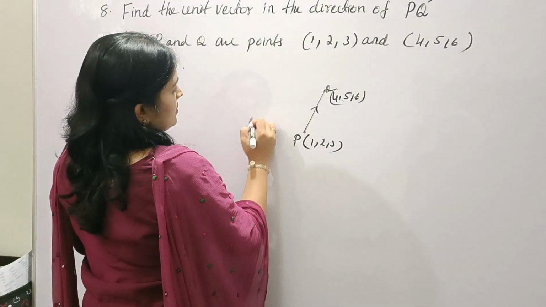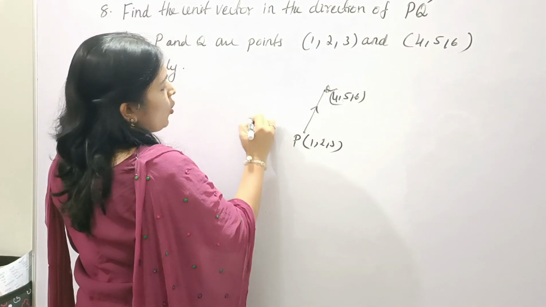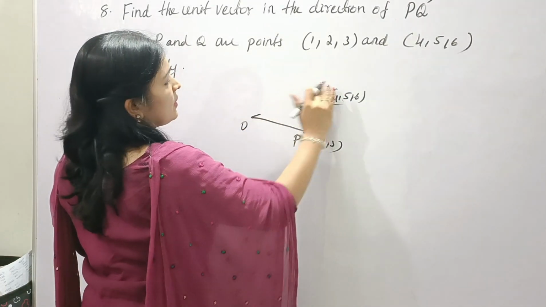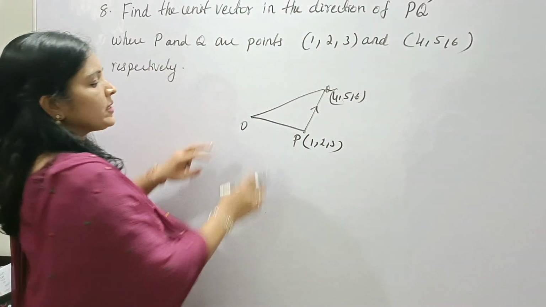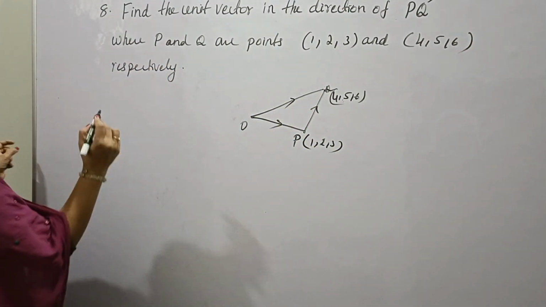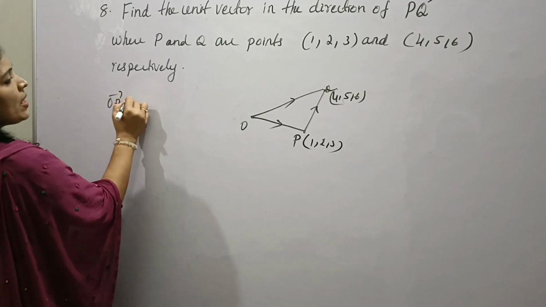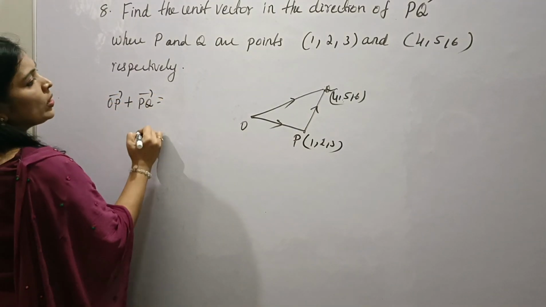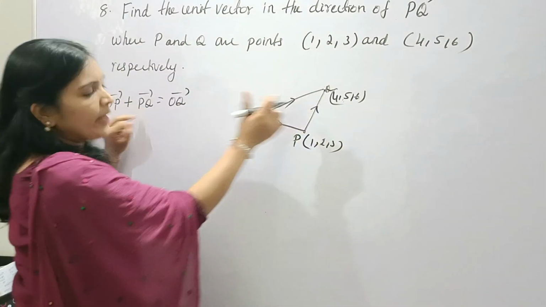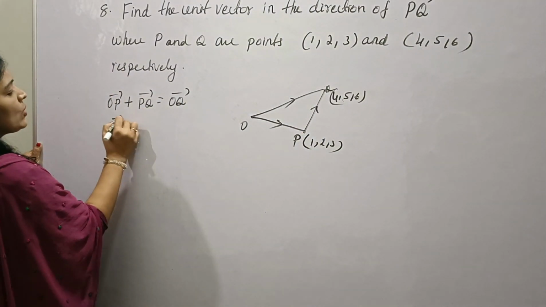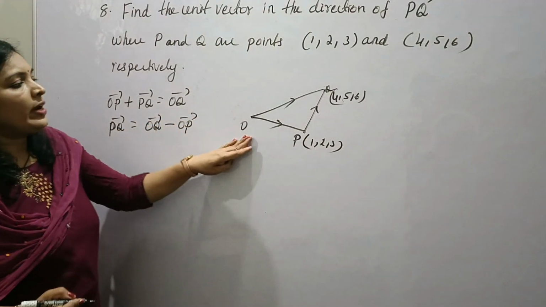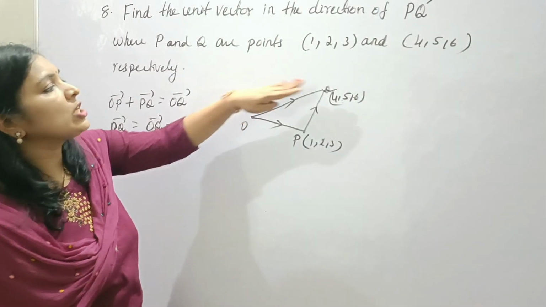Now suppose this is the origin O, then let's join these points. And we know that vector OP plus vector PQ is equal to vector OQ, right? And here we have to find vector PQ, that is vector PQ is equal to vector OQ minus vector OP. So what is vector OP and what is vector OQ?